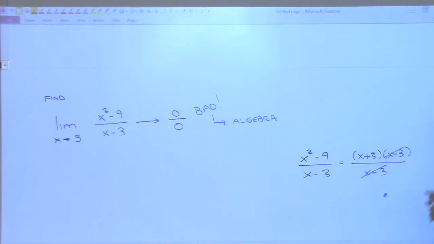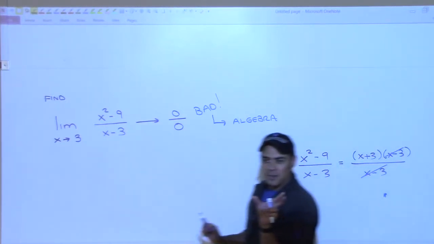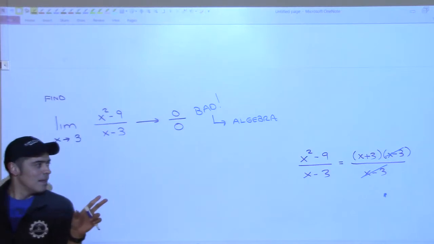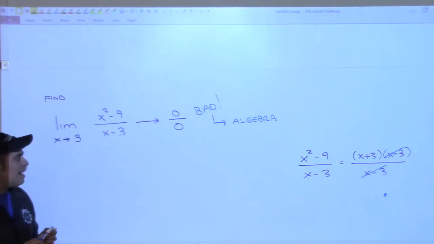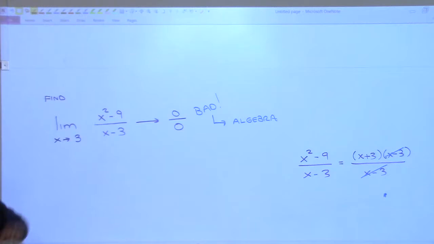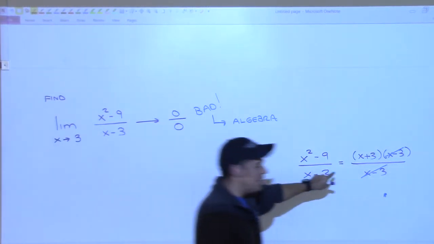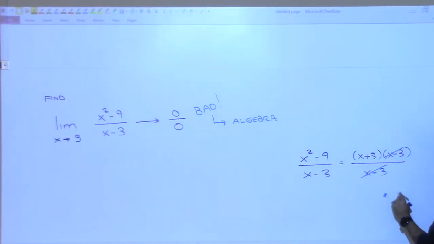You know that small print that you never read on the bottom of something you're about to sign, right? This is a little small asterisk that you may not have been aware of in 1314. When you make this cancellation, you are promising me this: that x can never be equal to 3. That's a promise you're making me by canceling these. We're about to say that this is equal to what? x plus 3. That's what we're about to say. We're about to say that this equals x plus 3, right?